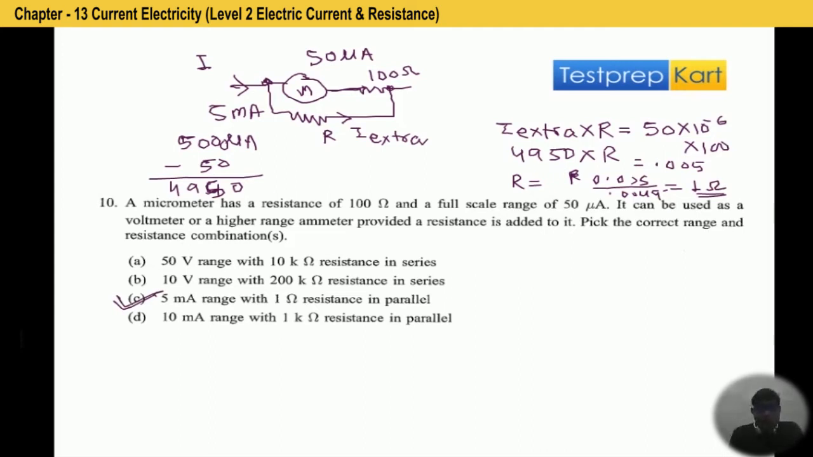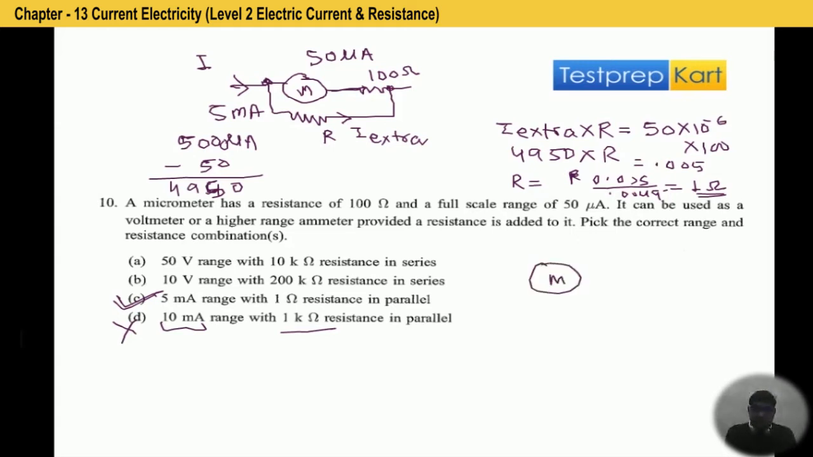Similarly, if we take a 10 milliampere range, then again we use the same procedure, and by solving you may get that it will not be equal to 1 kilo ohm.